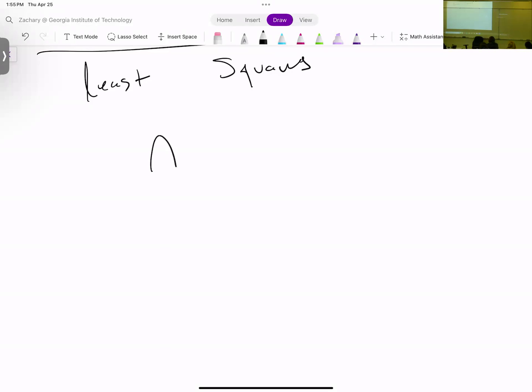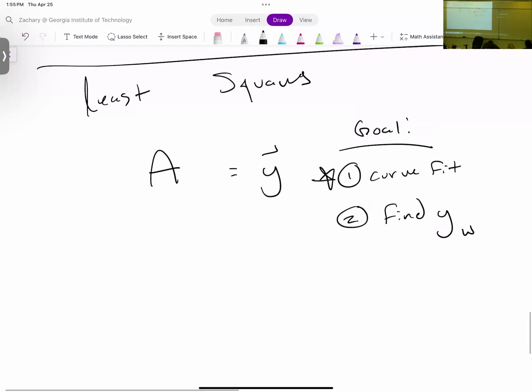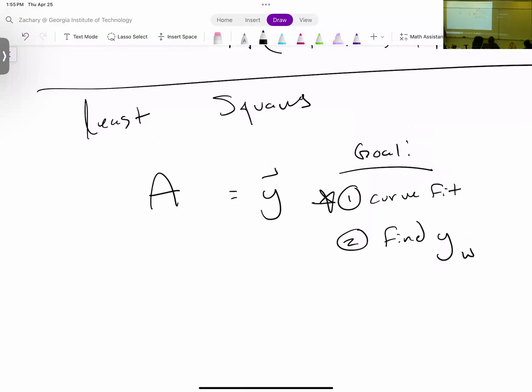Okay. What it is, we start with a matrix A, and then we start with some Y. Okay. And our goal can be 2 different things. Okay. 1, curve fit. Okay. Goal number 2 is find the Y, W. Okay. If they say least squares, they mean this first point. Okay. For what I'm talking about, I'm going to go 1. You will always do at least up to 1. If you do the second part, you'll get the projection as well.